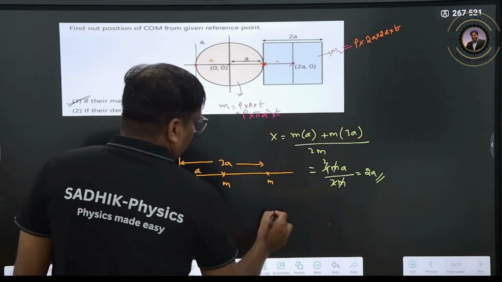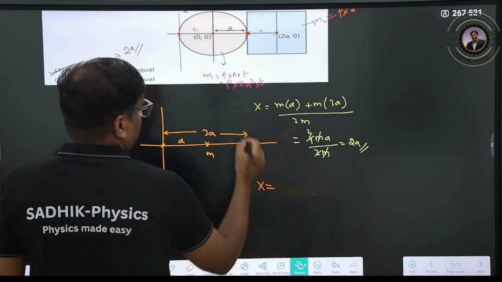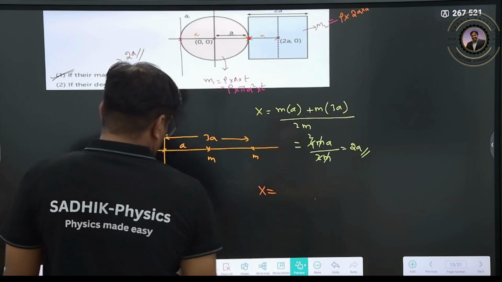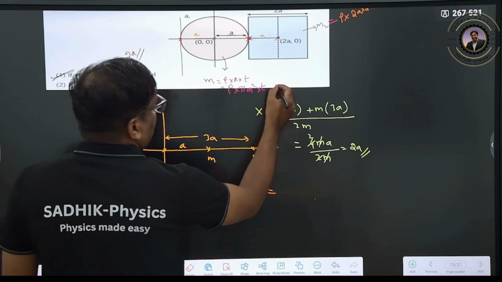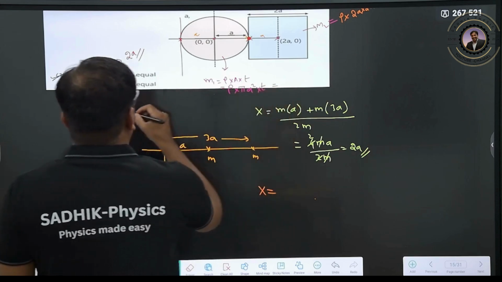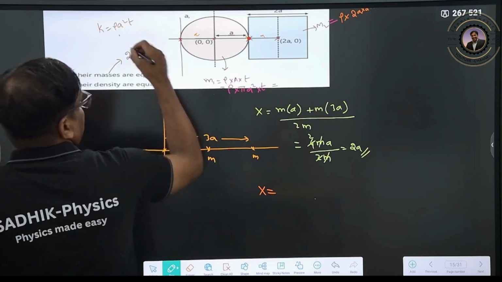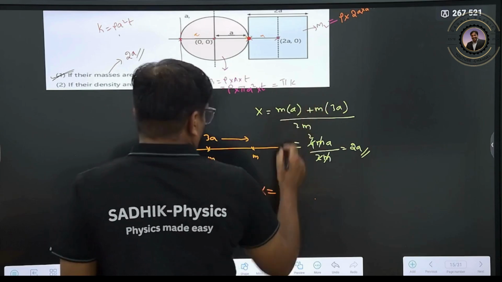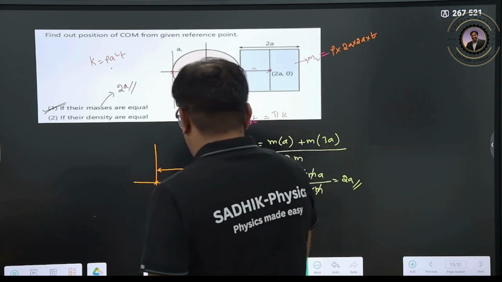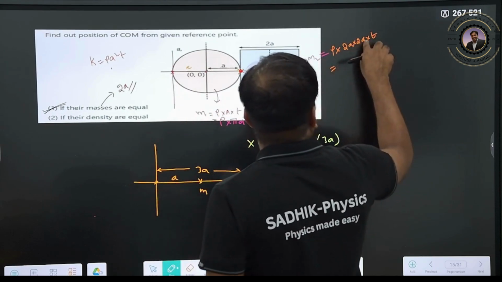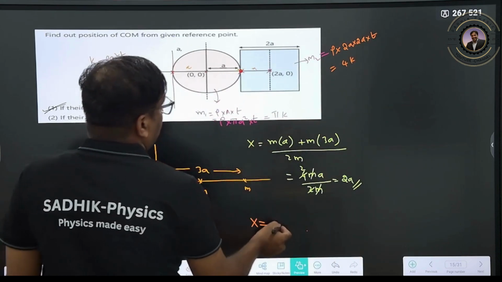So here xcm we can rewrite. m1 is density into a square into t. We can take this as a constant, because it is common: k equals density into a square into t. Therefore m1 is pi k, and here also density into a square into t means m2 is 4k. Clear? These are your masses.